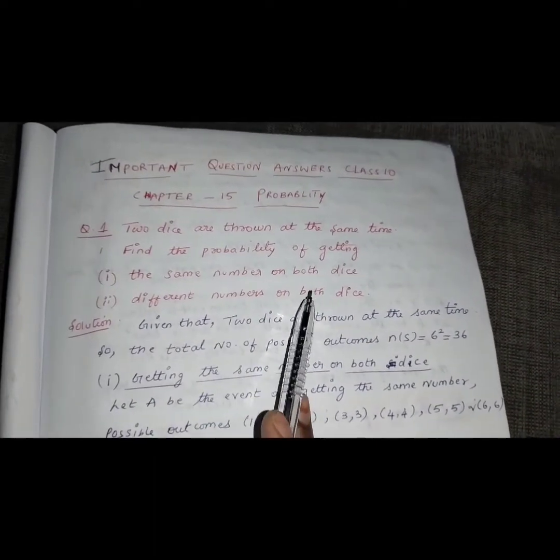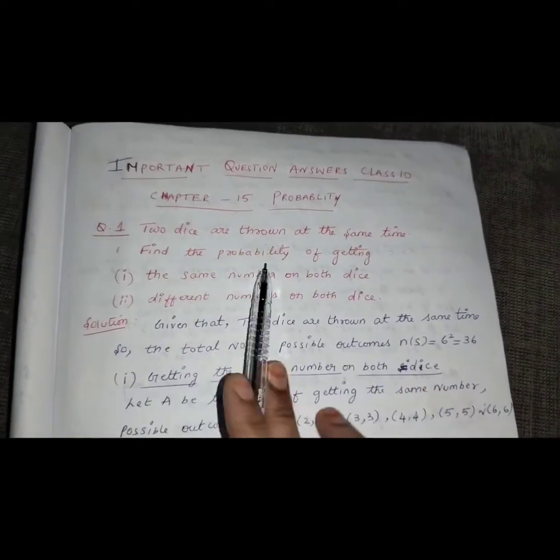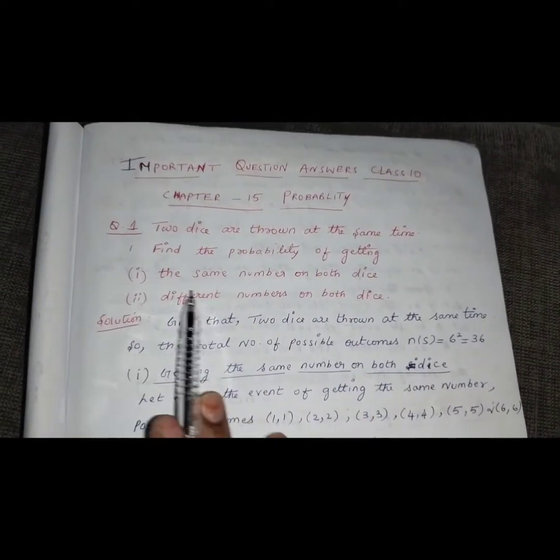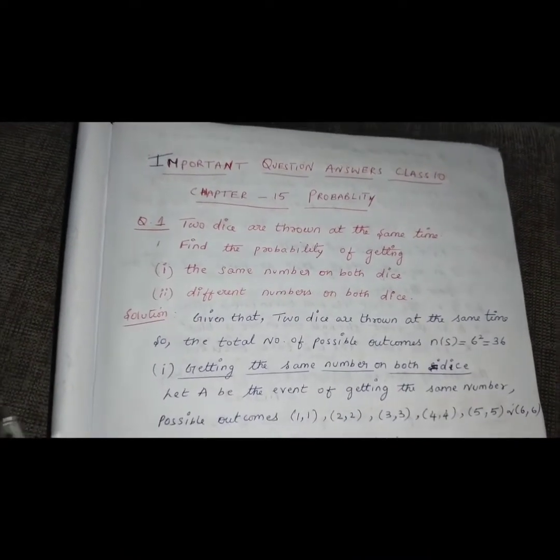Chapter 15 Probability. Question number 1. Two dice are thrown at the same time. Find the probability of getting: first subdivision, the same number on both dice; second, different numbers on both dice.